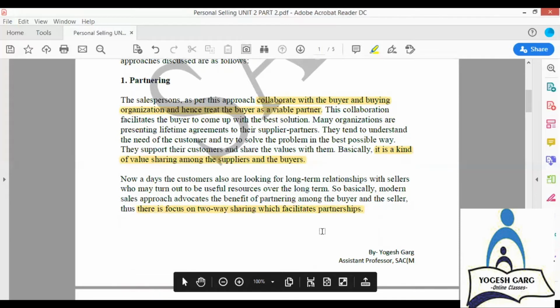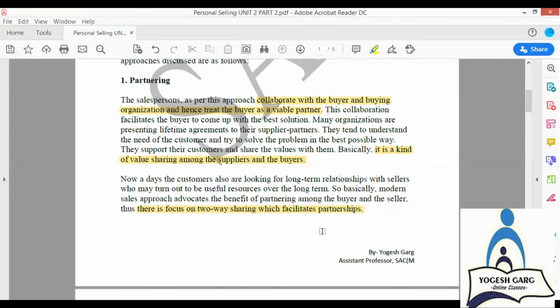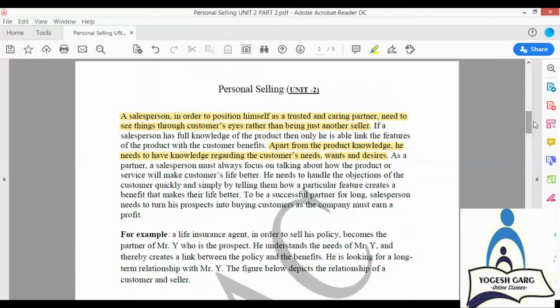Now, again, if you are thinking from the point of view of the customer, I also feel like yes, the company is genuine and the salesperson is also good. He reminds me of every premium or how to claim in case of any contingency. So these are the things which the customer basically looks out for. And now a salesperson, in order to position himself as a trusted and caring partner, needs to see things through the customer's eyes rather than being just another seller.